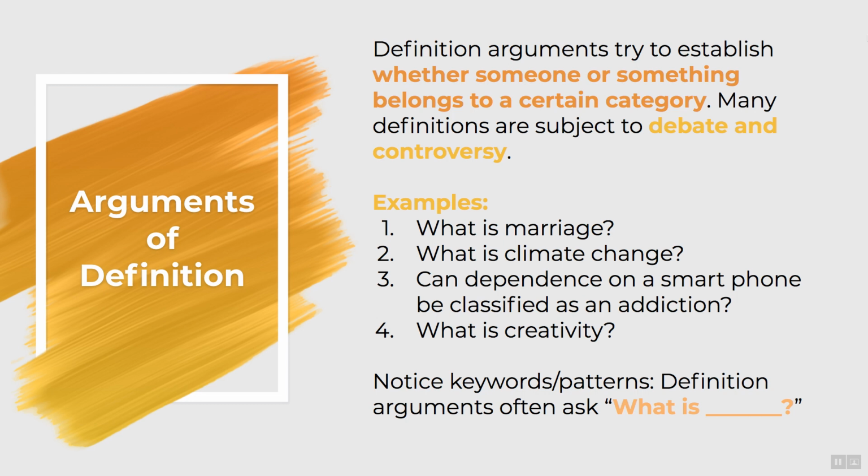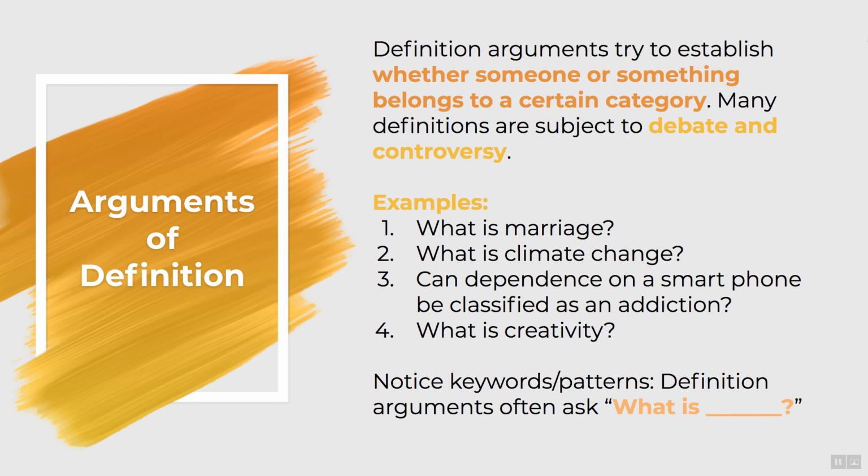Definition arguments try to establish whether or not something belongs to a certain category, or they really just try to define terms that might be controversial terms. So here are a few examples. What is marriage? Again, this was not an arguable term for a long time. And then when people started fighting for gay marriage rights, then that became a really important word, and how we defined that word had great significance for a lot of people. What is climate change?